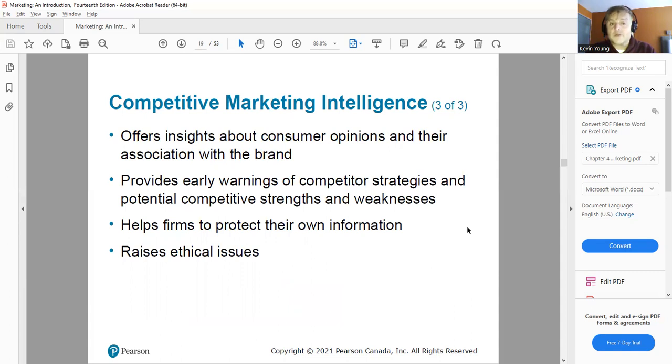Market intelligence provides early warnings of competitor strategies and potential competitive strengths and weaknesses. It helps firms to protect their own information. It may also raise ethical issues.